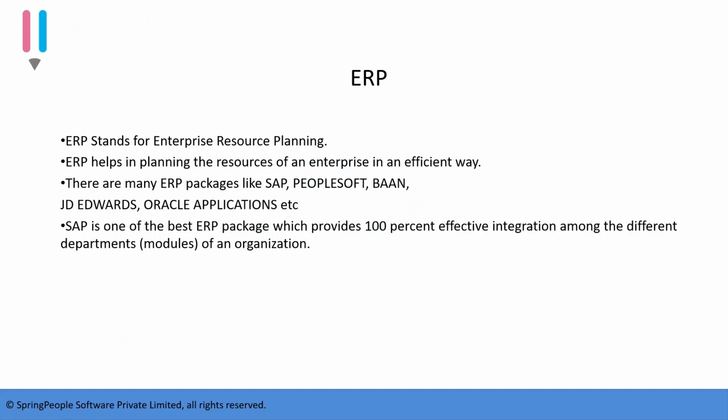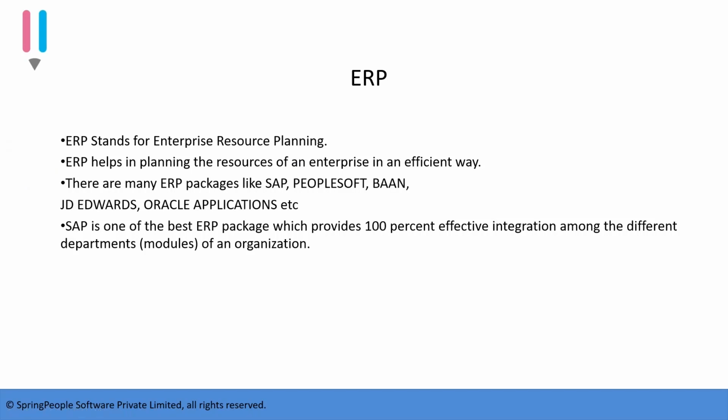Enterprise Resource Planning. Now, enterprise means any organization, business, entity. Resource can be any kind of resource, whether it's manpower, machine, equipment, capital, time, human resource. It can be anything. Planning means obviously you know what is planning. So, ERP software helps in planning the resource of an enterprise in an efficient way. This is the main purpose of an ERP.